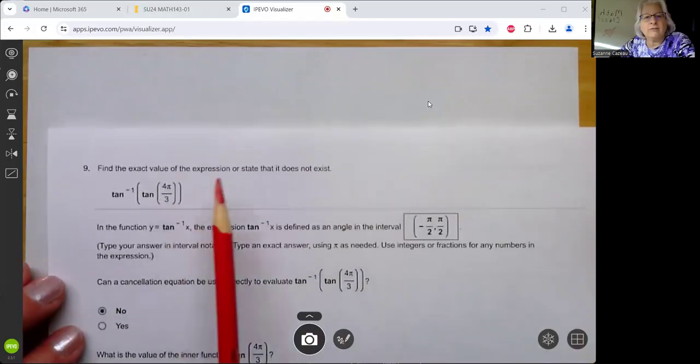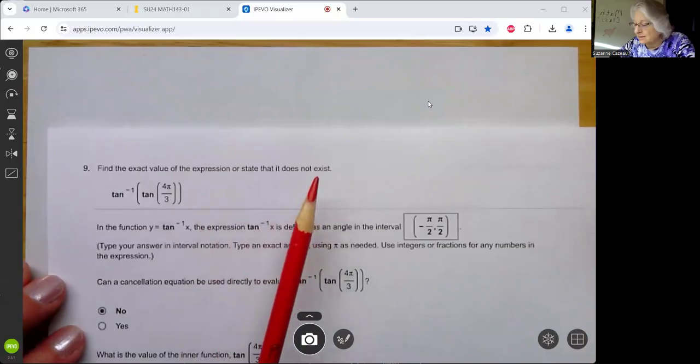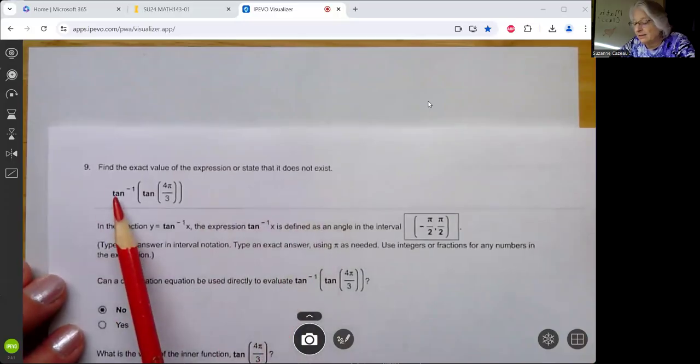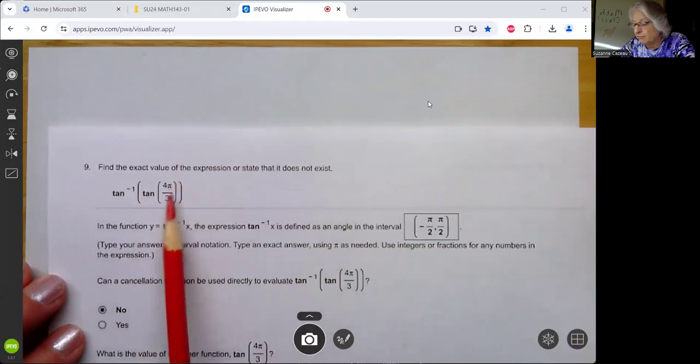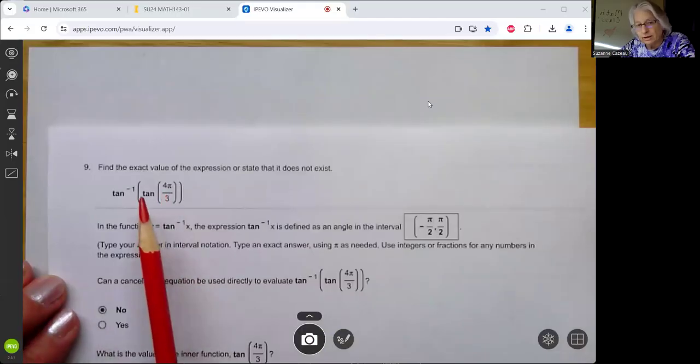Find the exact value of the expression or state that it does not exist. So now I've got the inverse tangent of 4 pi over 3. So I've got to say to myself, what is the restricted domain of the tangent function?